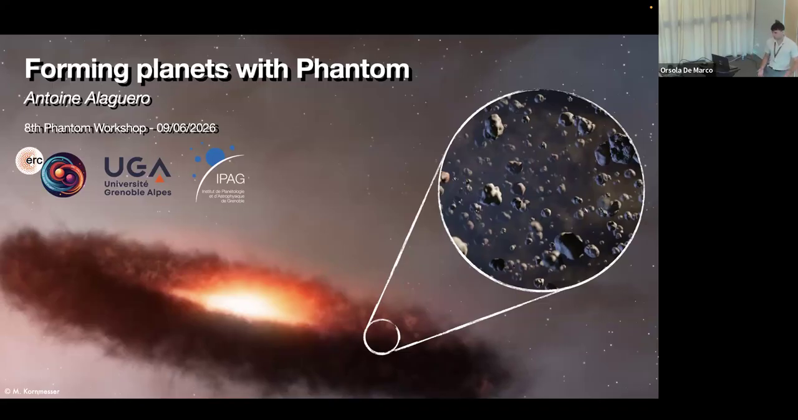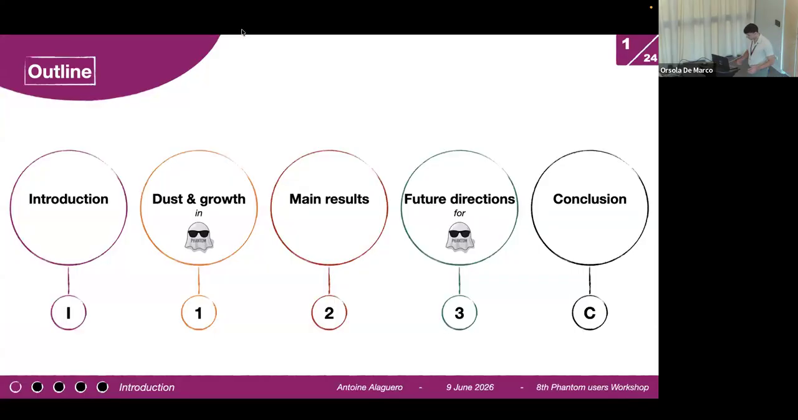And today I'd like to introduce you to how to form planets with Phantom. I will mainly talk about how to grow little dust grains into possible planets. The schedule for today is, after a brief introduction, I will highlight the algorithm of how dust and dust growth evolve in Phantom. Then I will highlight the main results that have been obtained with this framework. And finally, I will highlight possible directions for the code in that regard.